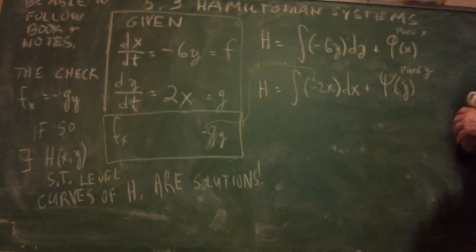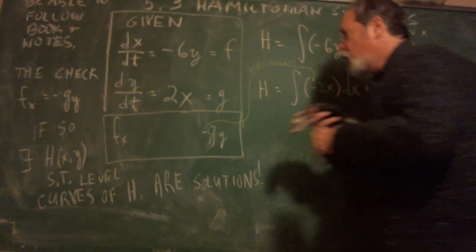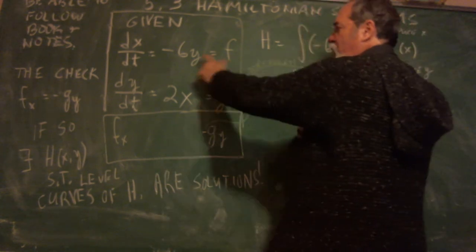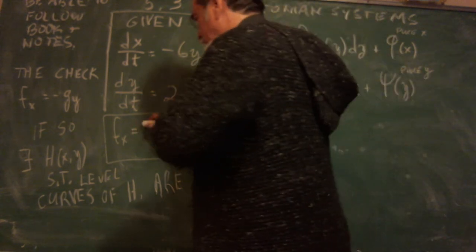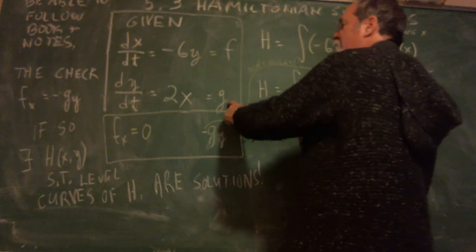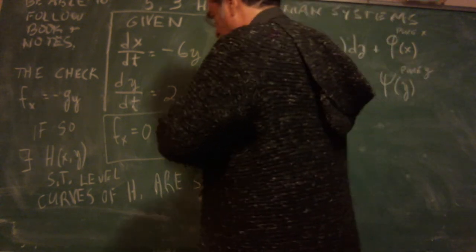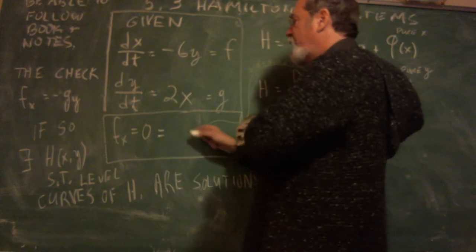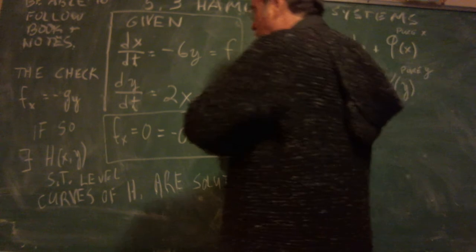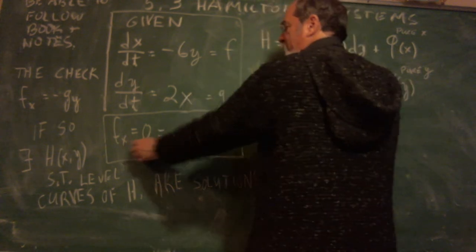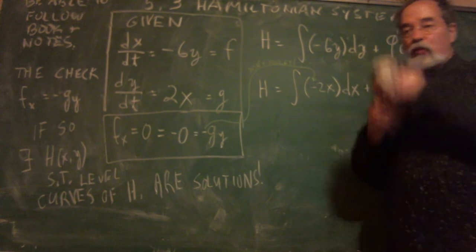It's just not a toughie, but Hamiltonian applies, because here's the check: the partial of f with respect to x is 0. The partial of g with respect to y is 0. So that's the partial of g with respect to y, but negative 0 happens to be the same as 0. So you have the partial of f with respect to x equals the negative partial of g with respect to y. So Hamiltonian methods work.